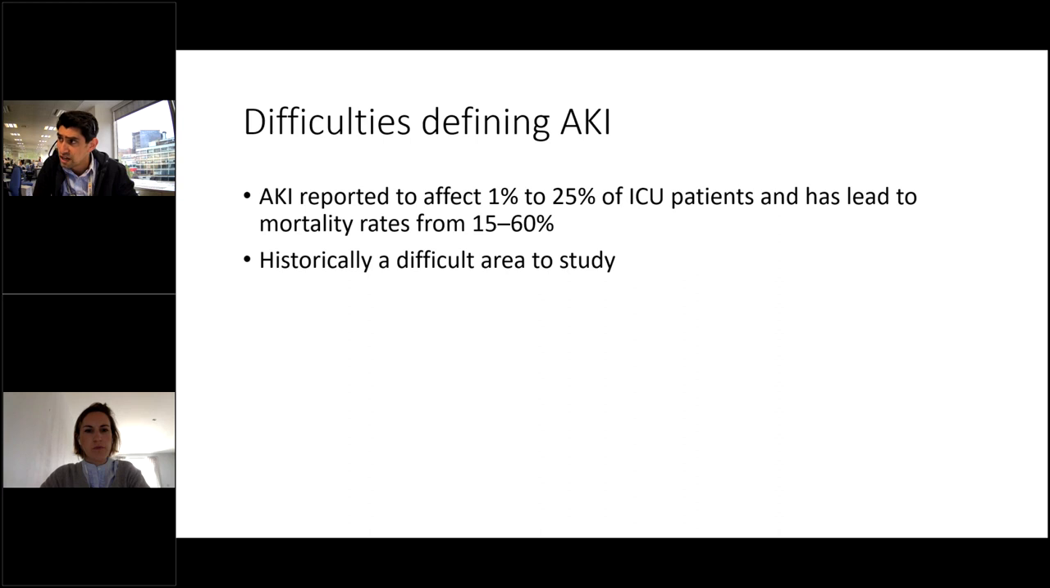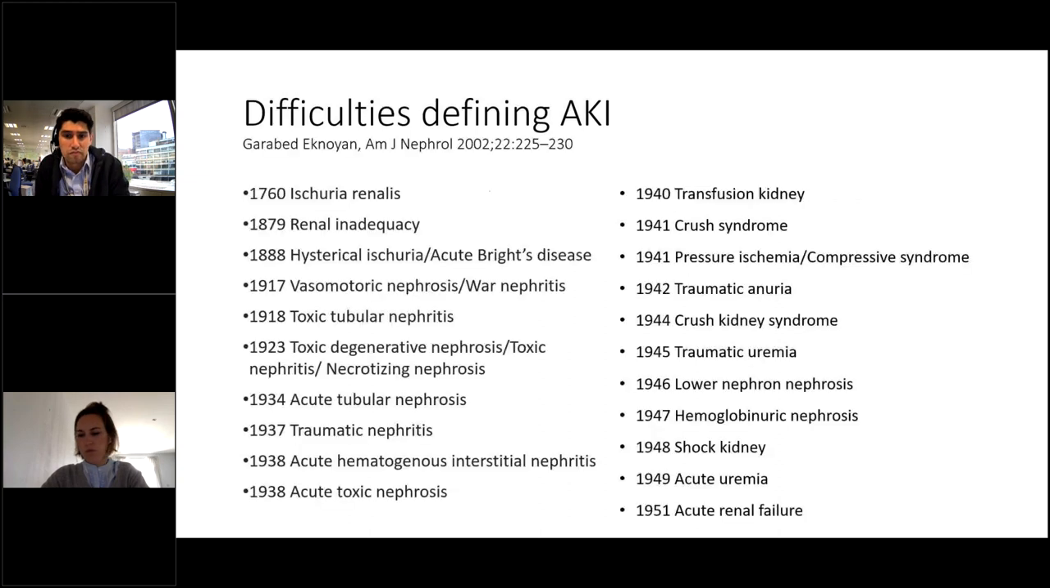So these are hugely wide markers, if you like, and may indicate there's such wide variation in practice between all of those publishing centers. Or another explanation could be that it's a difficult area to study and that definitions are not uniform across all areas. So if you go back through history, you can see that there have been lots of attempts to try and name this condition and to study it, and if you can't define it, it's difficult to study. And these are all the different names that have been given to acute kidney injury in the past.